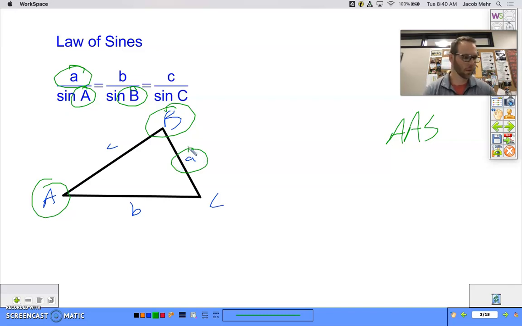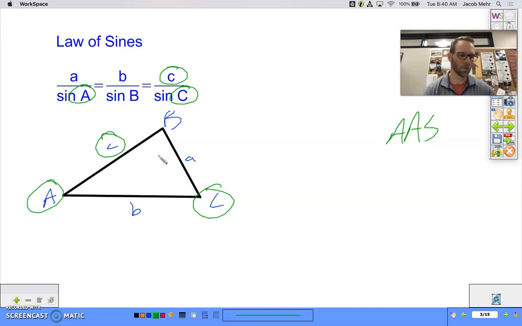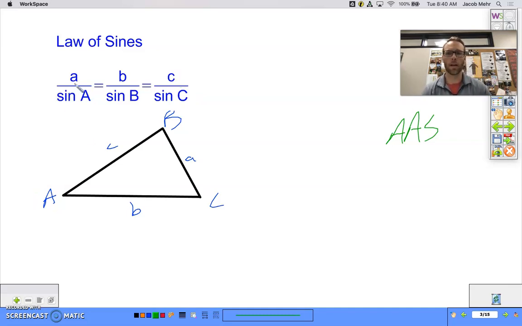Cool. Let's pick another pair. Let's say I gave you this angle, and this side. What do we have now? Angle A, angle C, side C, and again it's angle, angle, side. So we see that coming up over and over again, however I give it to you, where you have two angles and one side.